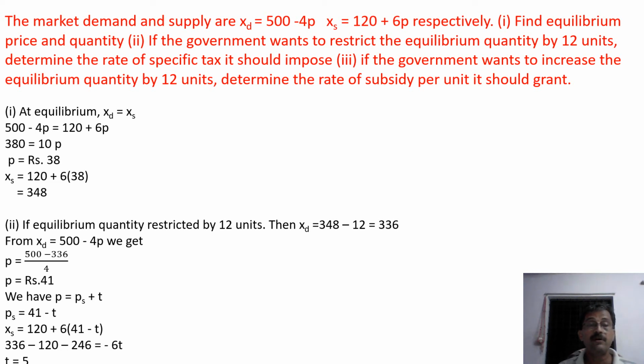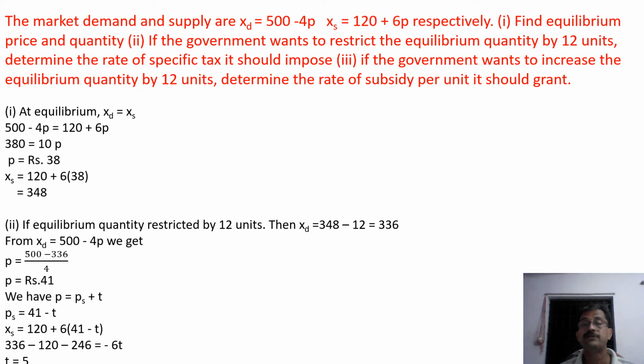If the equilibrium quantity is restricted by 12 units, that means xd is equal to 348 minus 12, that is 336, then p equal to rupees 41. So if tax is T, then p is equal to ps plus T, or ps is equal to 41 minus T. So xs is equal to 120 plus 6 into 41 minus T. So T is 5. Tax is 5 rupees per unit.